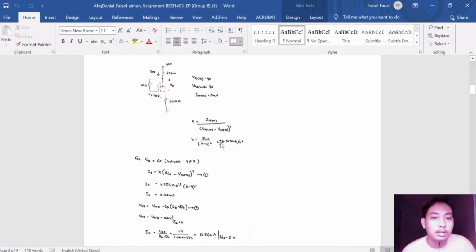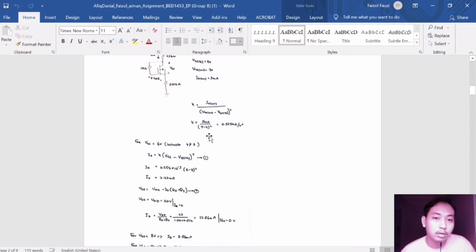Okay, then we want to search for the value of VGS. So randomly take a value between 4 and 7. So I take 6 volt. So ID equals K multiply VGS minus VGSTH, to the power of 2. You will use this equation for another VGS value. So I get ID equal to 2.22 milliampere for 6 volt.